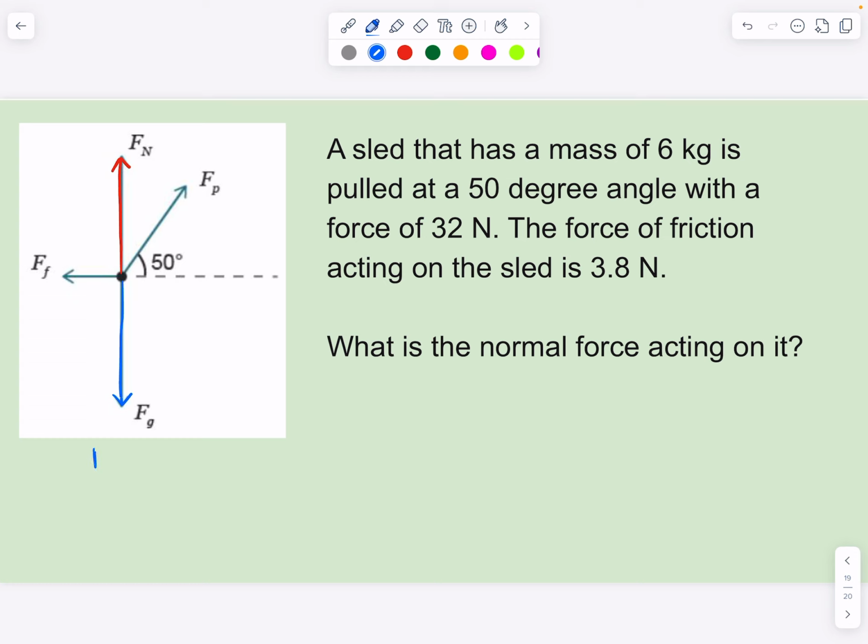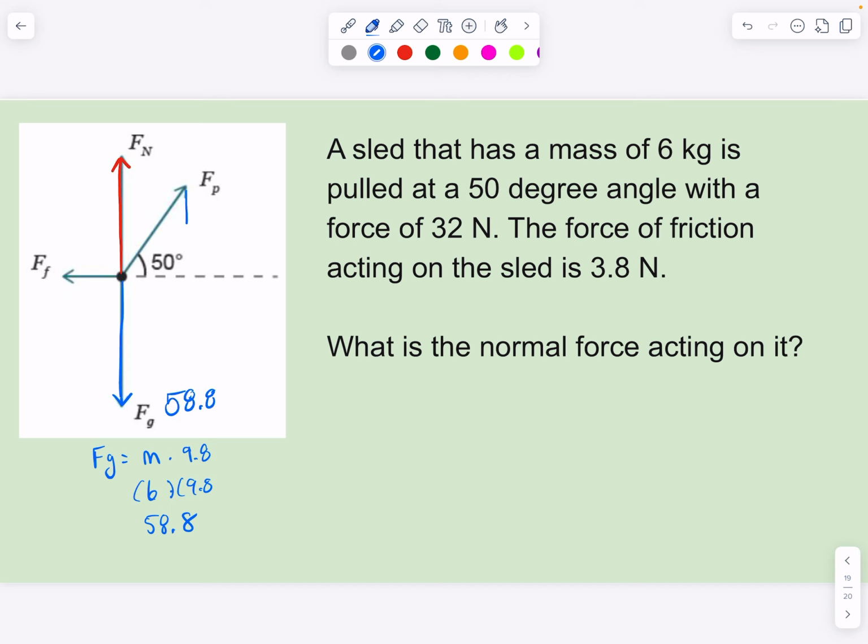So the FG value is going to be the mass of the object times 9.8. Now, the mass of this object is, we said 6 grams, and we're going to multiply 6 times 9.8, and that's going to give us a value of 58.8. So that's our FG value, 58.8.